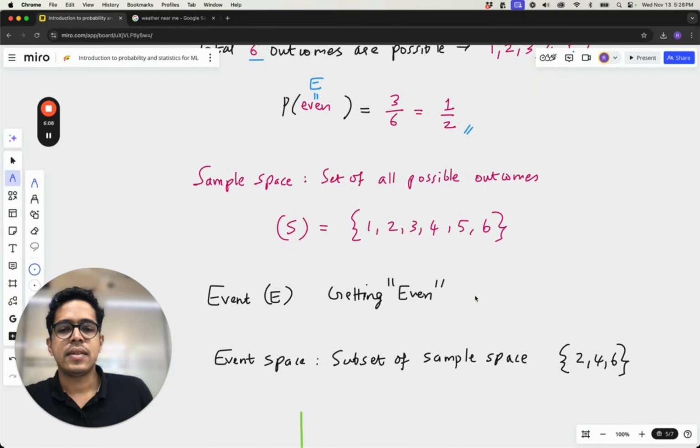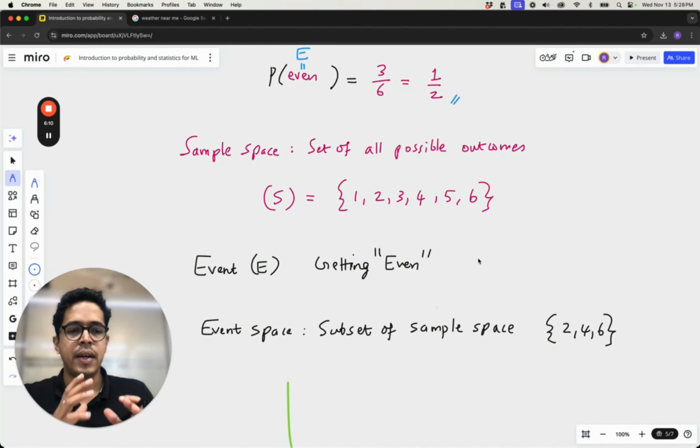Now, in this case, there are a few terms which you can take notice of. Not a big deal, very simple. One is called sample space. Sample space is the set of all possible outcomes in an experiment. And here, if you are rolling a dice, you can have 1, 2, 3, 4, 5, 6. All of these are the possible outcomes.